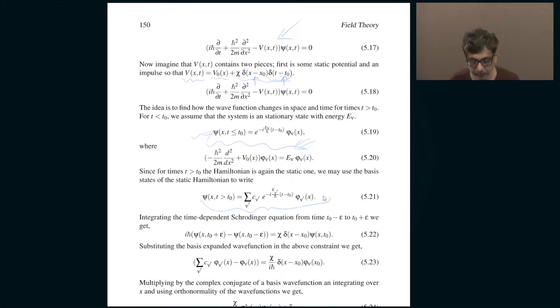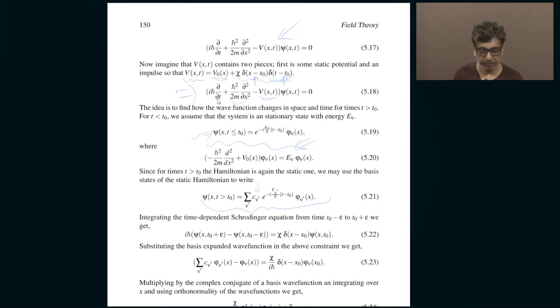Now how do I go about determining these coefficients, which will be necessary in order to write down the solution after the impulse explicitly? The answer is the following. First of all, you realize that this potential function has a part which is an impulse, a Dirac delta function. So if you integrate both sides of this equation with respect to time, from t0 minus epsilon to t0 plus epsilon, then clearly the terms which don't involve the delta functions drop out. So those things don't contribute.